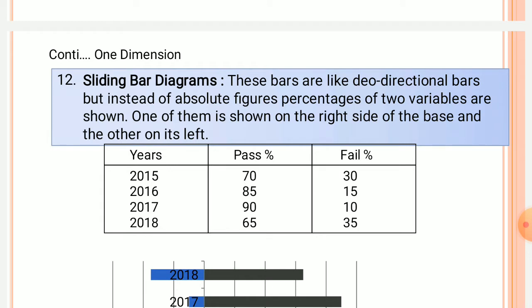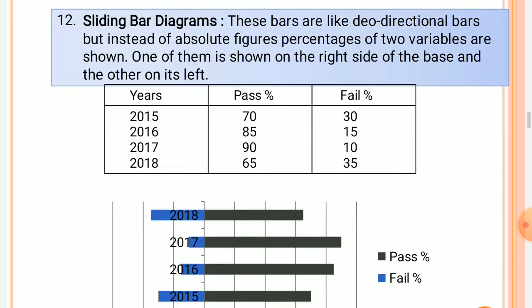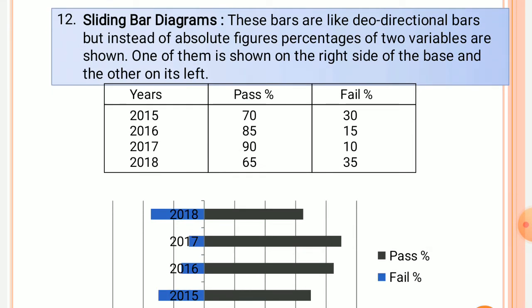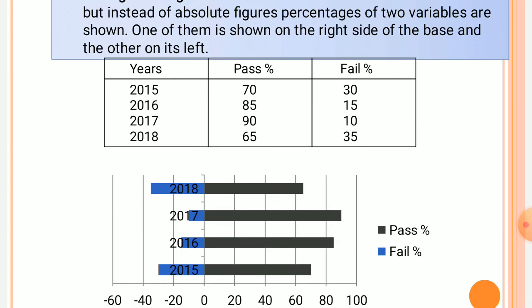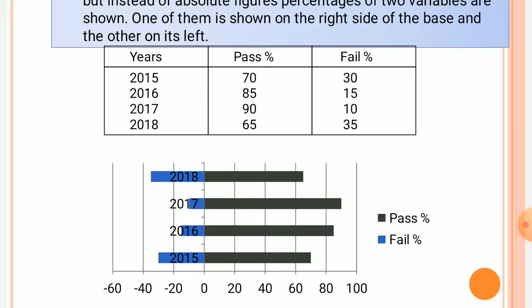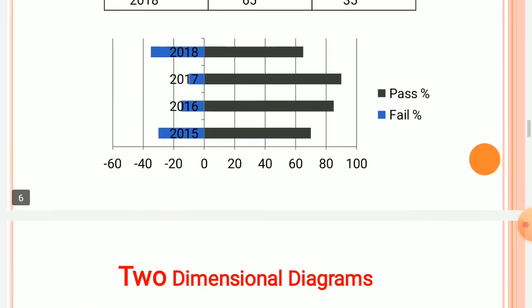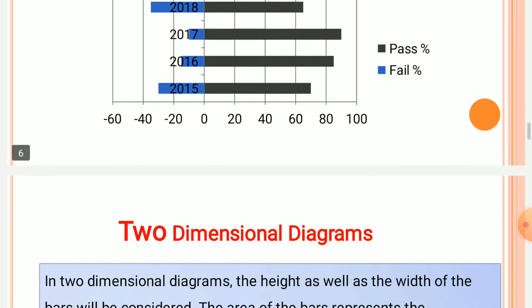One of them is shown on the right side of the base and the other on its left. Here the various years are given, with pass percentage and fail percentage. Therefore, based on the given data we can construct the sliding bar diagram. This is an example which is quoted here.